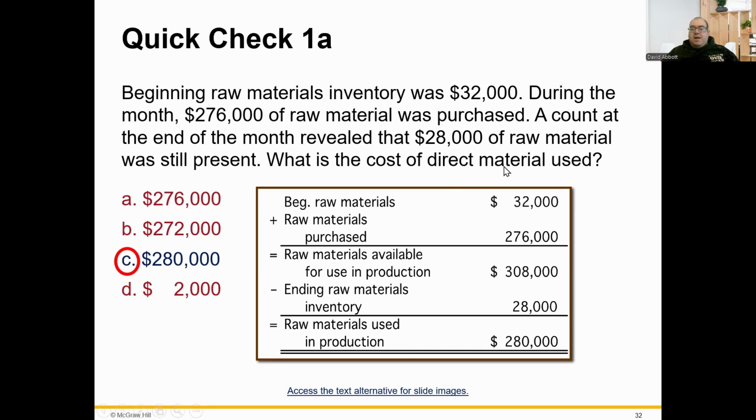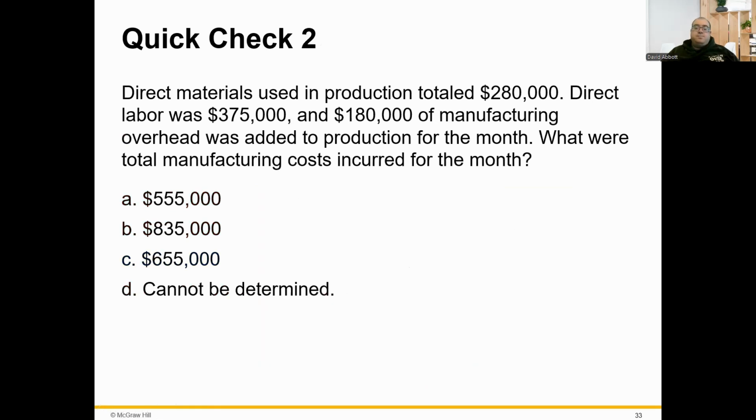And the reason for that is you're going to take your beginning raw materials, which was the 32,000. You're going to add your raw materials purchased of 276,000. That gets a total of 308,000, which is what is available for production, minus our ending, which is 28,000. That means that we used 280,000 in production.